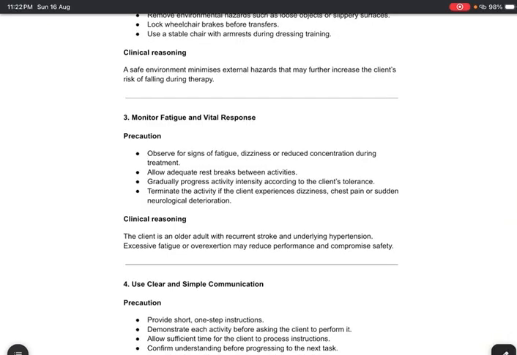Thirdly, Mr. K was monitored for fatigue, dizziness, and reduced concentration throughout the intervention. Adequate rest breaks were provided, and the activity intensity was gradually progressed according to his tolerance. The activity would be stopped if he developed dizziness, chest pain, significant fatigue, or sudden neurological deterioration. This precaution was particularly important because Mr. K is an older adult with a history of recurrent stroke, hypertension, and dyslipidemia.